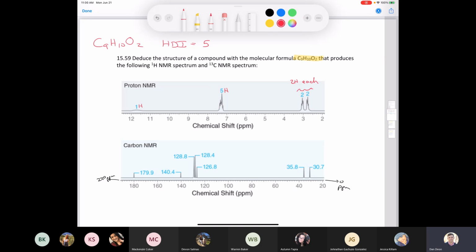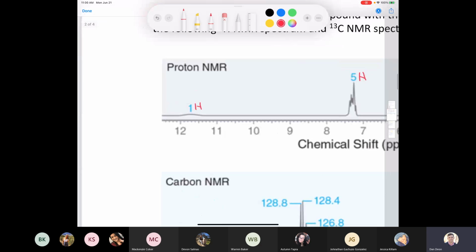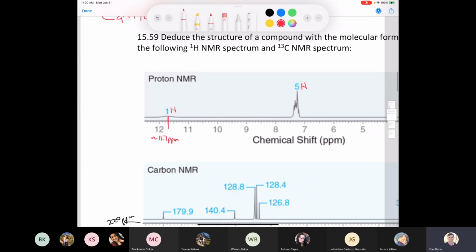All right, now you notice that there's a peak here. It's really broad, and it's getting close to 12 parts per million. You can't even hardly see it. I mean, it looks like it's up here, which is around maybe 11.7 parts per million. Could anybody tell me what kind of functional group I might have in this compound based off of the typical values for proton NMR chemical shifts?